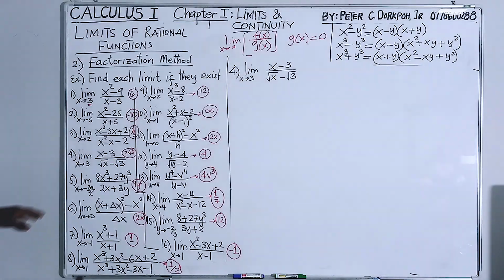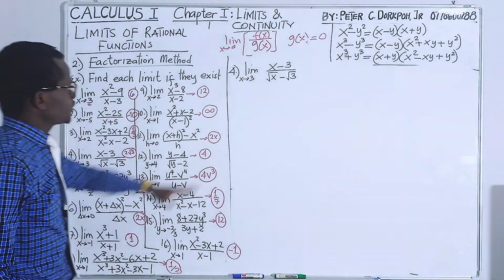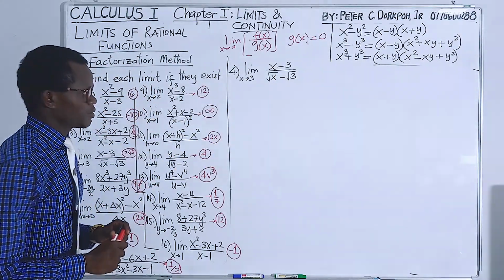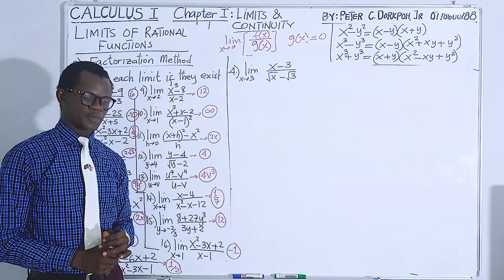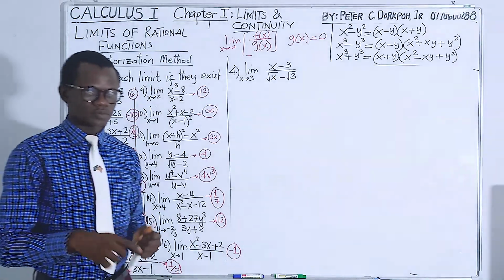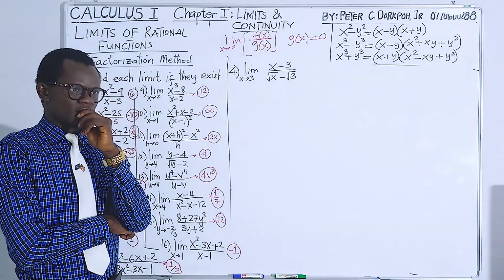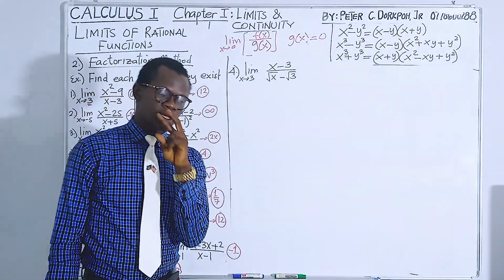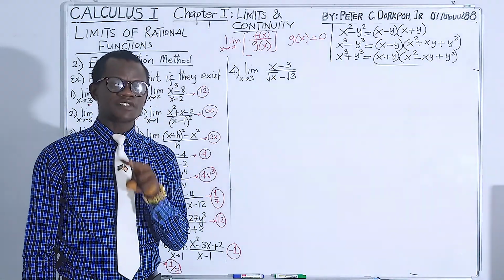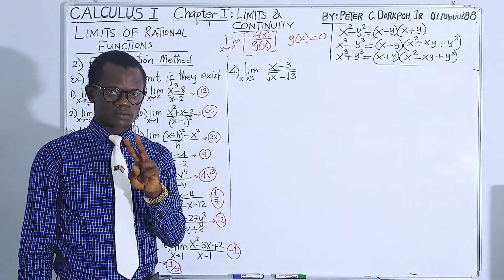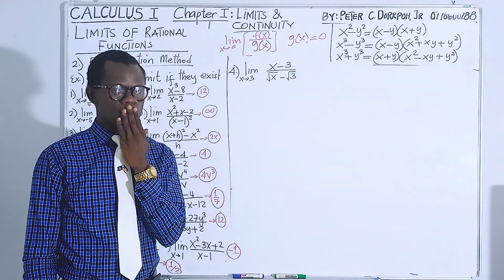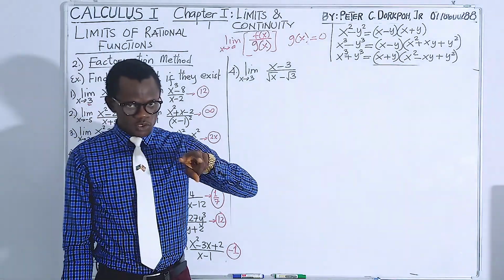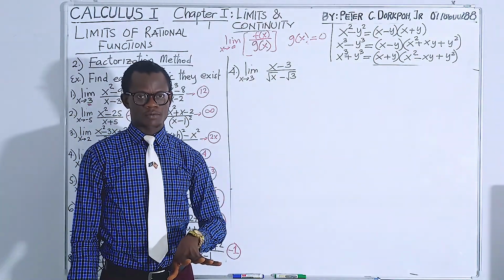Now, so we continue with question 4. Question 4 says the limit of x minus 3 divided by the root of x minus the root of 3. Now, this is one thing you need to know. Every two-term expression that has a negative sign between the two expressions are factorable. Every two-term expression with a negative between them are factorable.